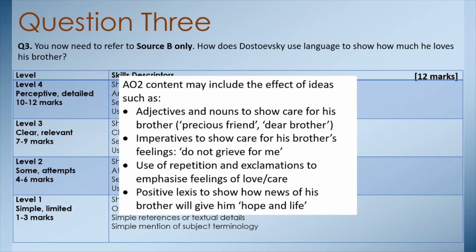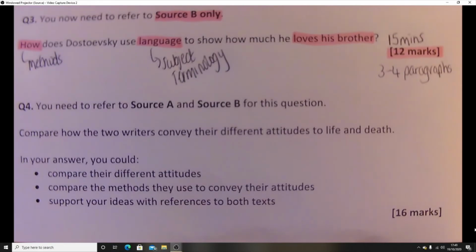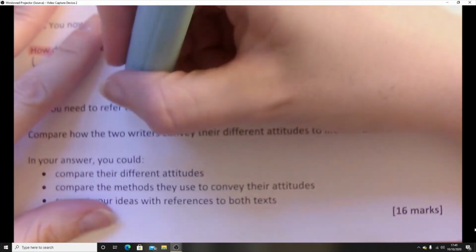So we'll go on to question number 4 next. So question 4 then asks you to refer to source A and source B.